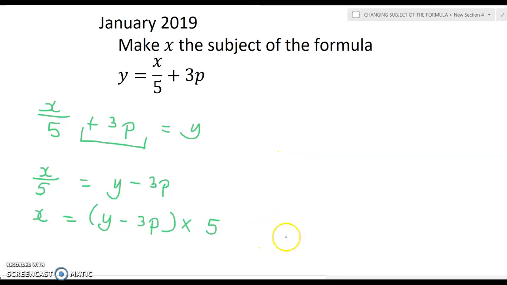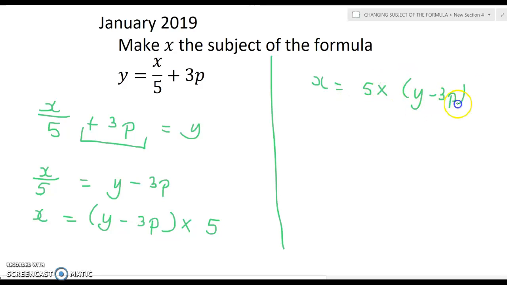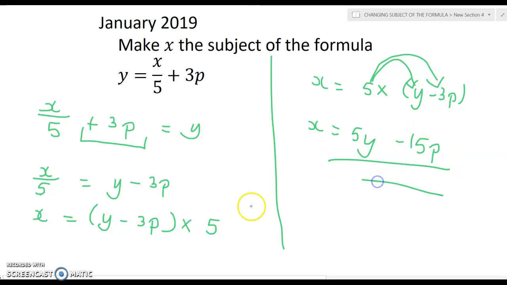If we wanted to go one step further, right? So x is equal to, I can write it as 5 times y minus 3p. You could go one step further and you will get 5 times y is 5y. And then 5 times minus 3p is minus 15p. But it's fine if you leave your answer right there. It's not a problem, right?